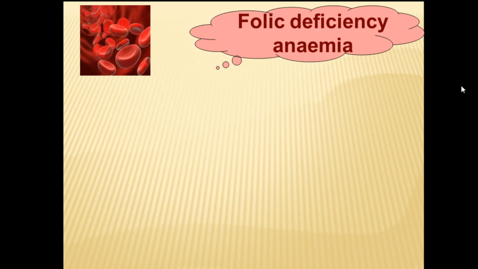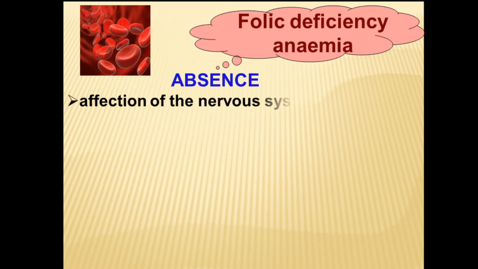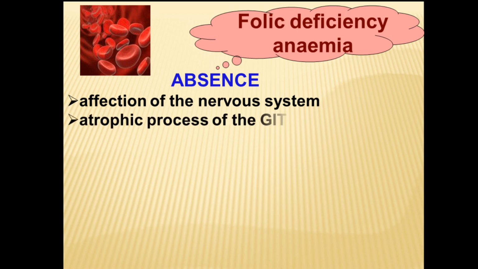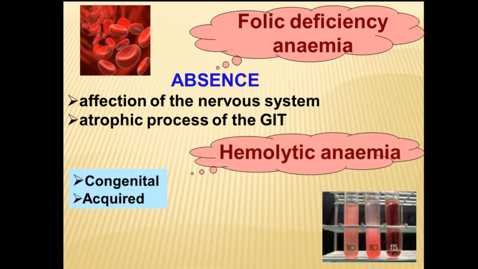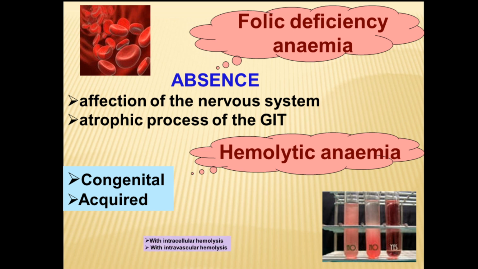Folic deficiency anemia. It is a rare case that appears separately, but if we diagnose folic deficiency anemia, in contrast to B12 deficiency anemia, it has no signs of affection of the nervous system and atrophic process of the gastrointestinal tract, because folic acid takes part only in hematopoiesis and is manifested only with hyperchromic anemia.